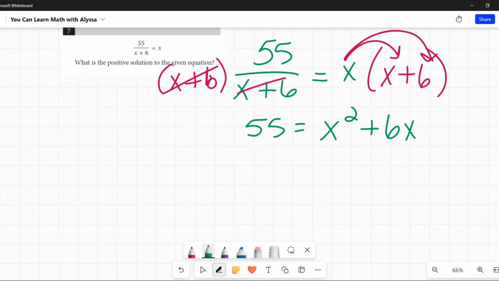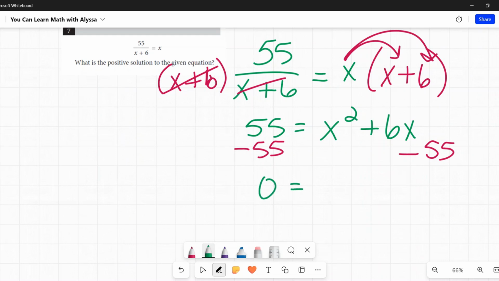Of course, it's a quadratic, right? It's got an x squared. It's very close to being a quadratic in the standard form where it equals 0. We want it to equal 0 to be able to solve it. So to get it equal to 0, I'm going to subtract 55 from both sides. And that gives me 0 equals x squared plus 6x minus 55.